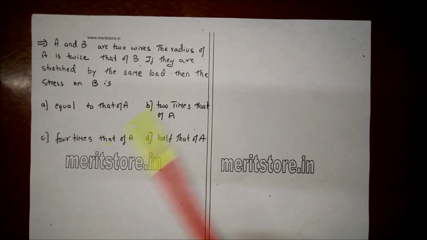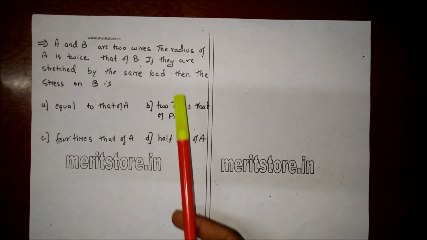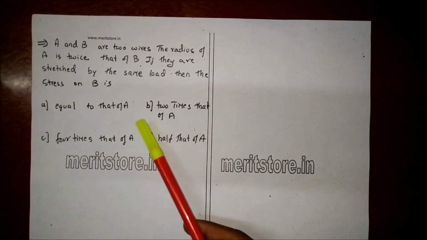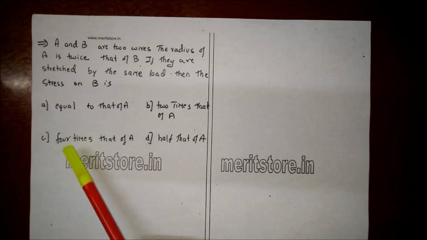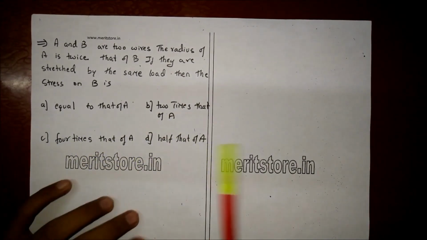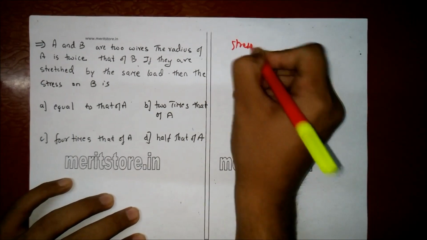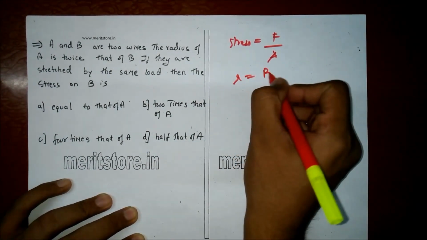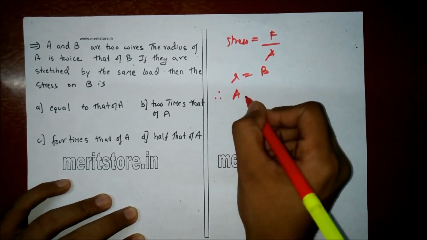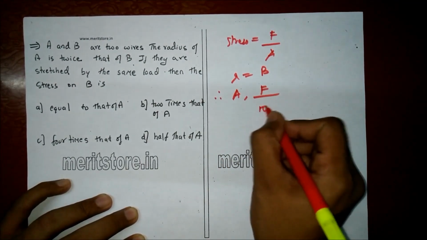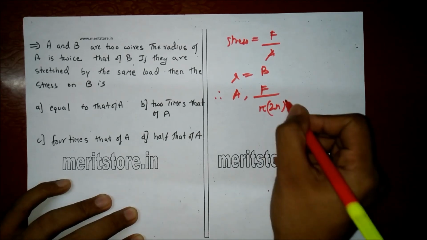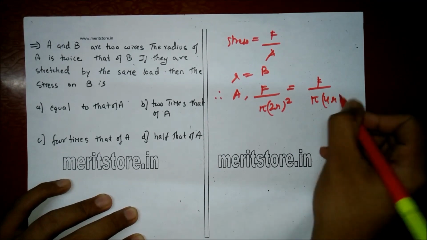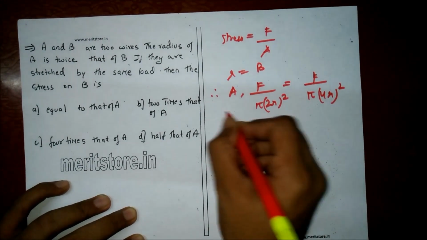A and B are two wires. The radius of A is twice that of B. If they are stretched by the same load, then the stress on B is equal to that of A, 2 times that of A, 4 times that of A, half that of A. Now stress is equal to F upon A. Let R be the radius of B. Therefore, for A, stress is F upon pi 2R square, which is equal to F upon pi 4R square. Therefore, this is for A.